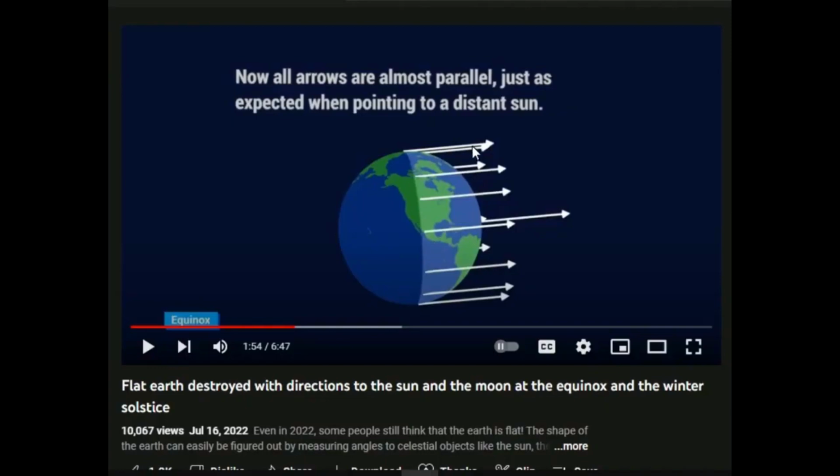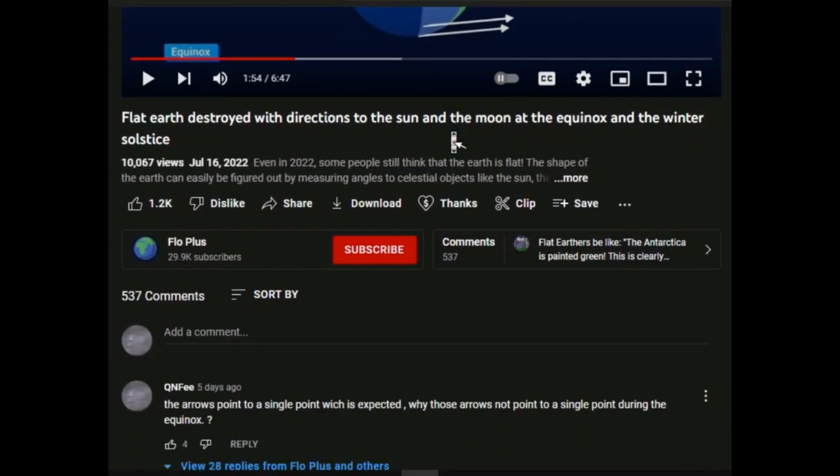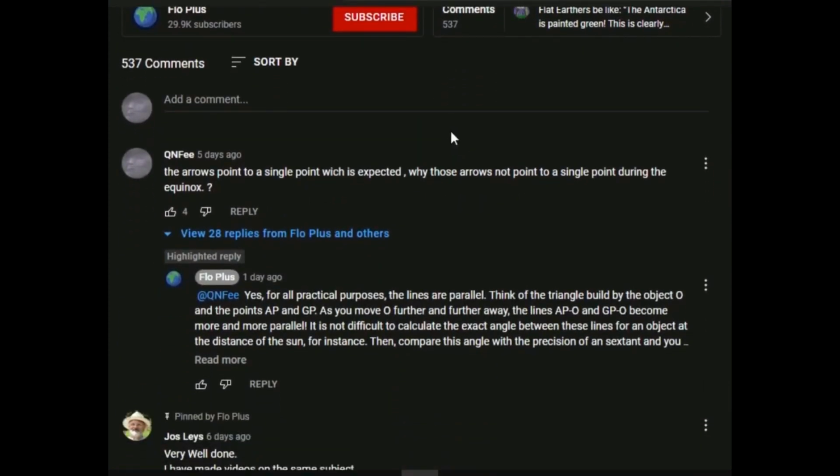Flat Earth destroyed with directions to the sun. Let me destroy a globe. You really try to convince me those lines are parallel. Let me show you they are not.